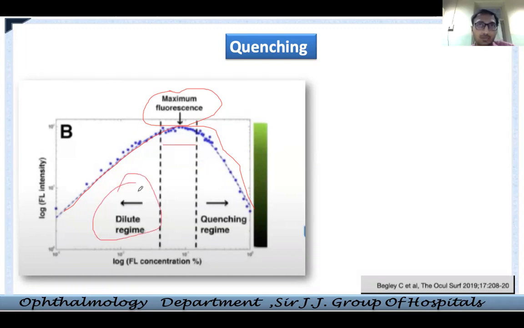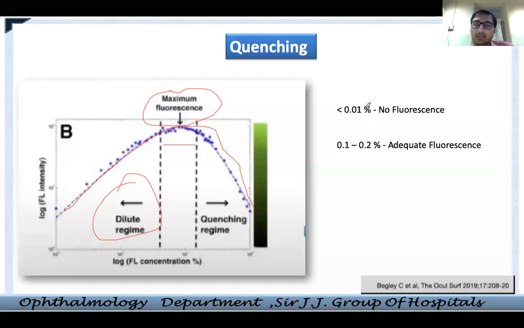Less, you know what will happen? With less staining, it will not stain the actual surface. Even if you put a minimal quantity, like instead of putting 1%, I put 0.01%, there will be no fluorescence. Why? Because there are no fluorophores. Fluorophores are molecules inside the fluorescent stain which emit the high fluorescence light. So that will not be there when you put a very small quantity. That will be a dilute regime.